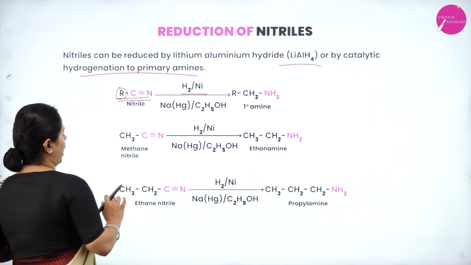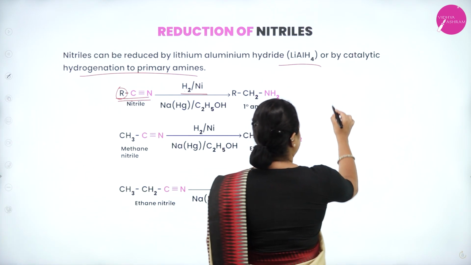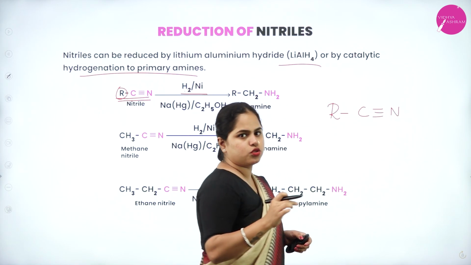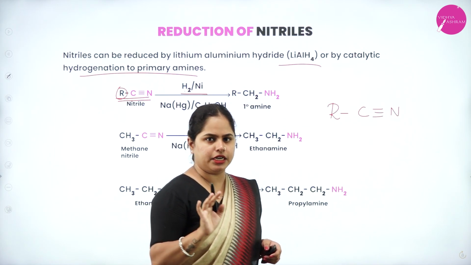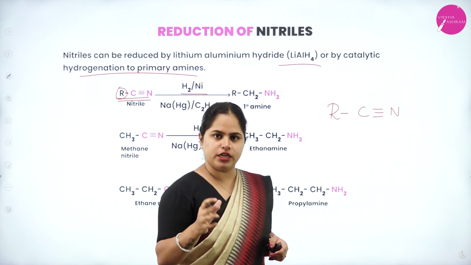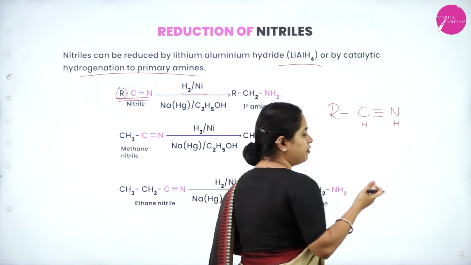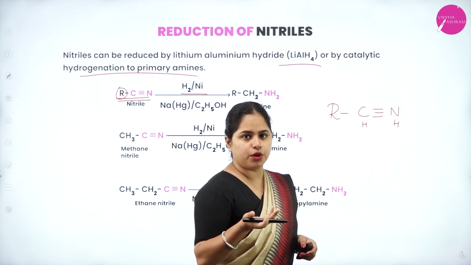So what is going to happen here is you have the nitrile, that is R C triple bond N. Hydrogenation is going to happen. That means we are going to add hydrogen. First, let us add H2, that is 2 atoms of hydrogen. So one will be added here, one will be added here. So if hydrogen is added, what is going to happen to the triple bond?